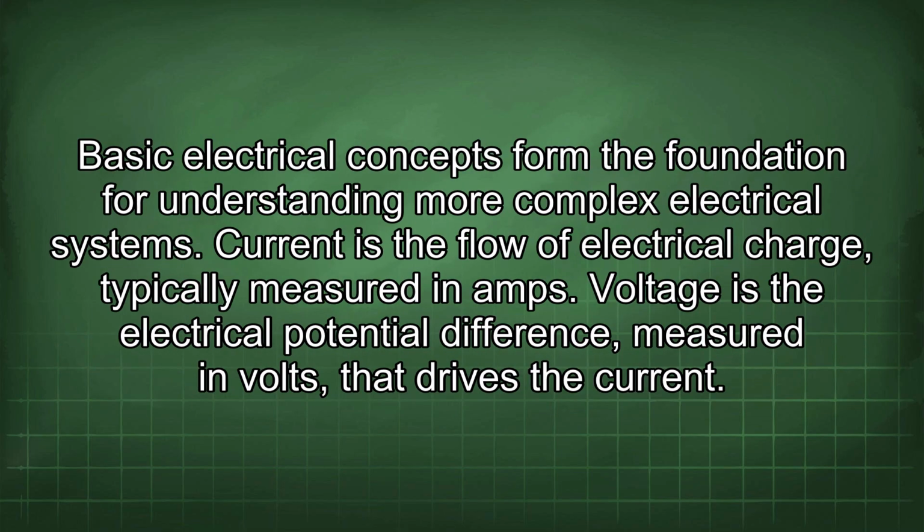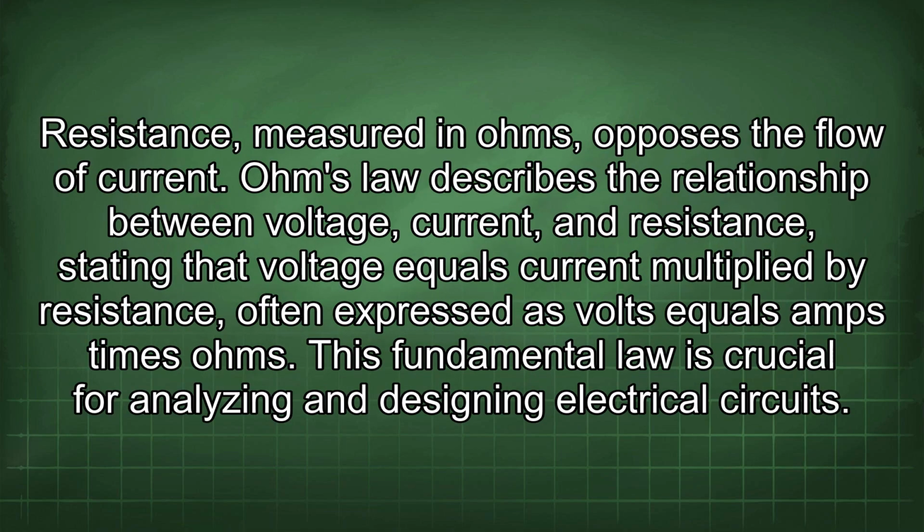Basic electrical concepts form the foundation for understanding more complex electrical systems. Current is the flow of electrical charge, typically measured in amps. Voltage is the electrical potential difference, measured in volts, that drives the current. Resistance, measured in ohms, opposes the flow of current. Ohm's law describes the relationship between voltage, current, and resistance, stating that voltage equals current multiplied by resistance, often expressed as volts equals amps times ohms. This fundamental law is crucial for analyzing and designing electrical circuits.